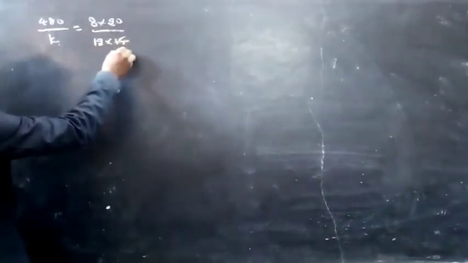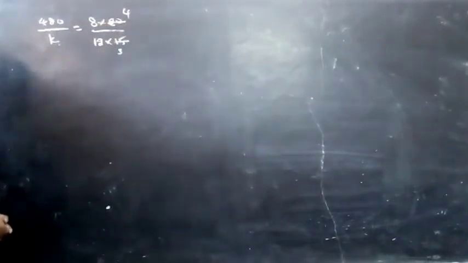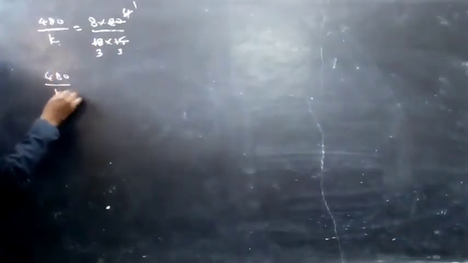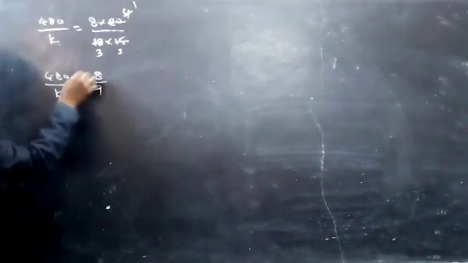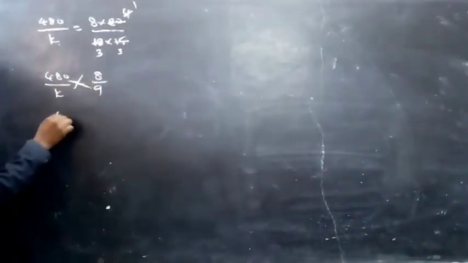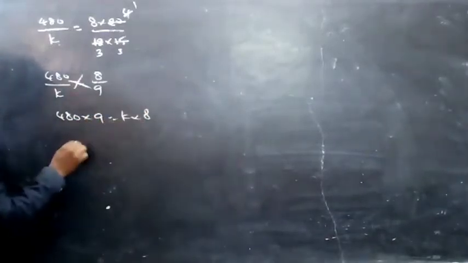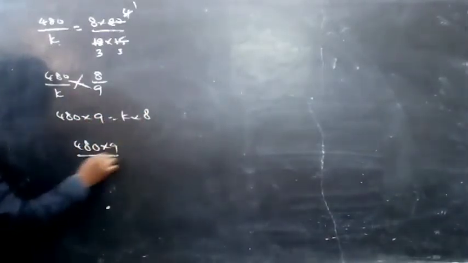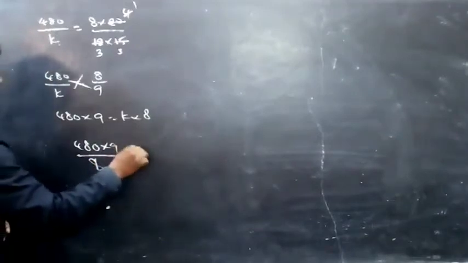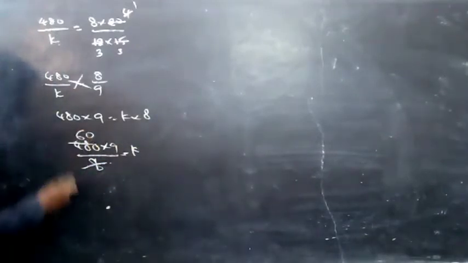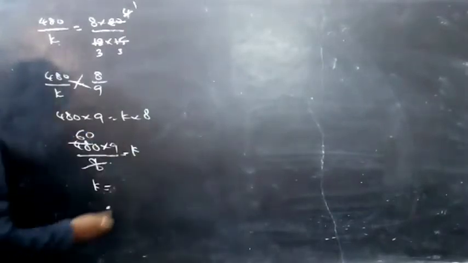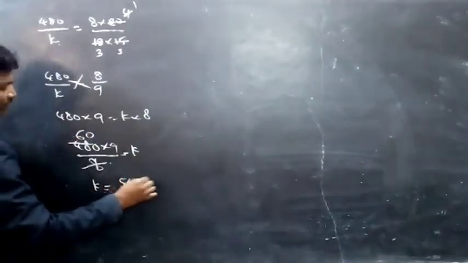Now cancellation here. 5 3s are 15, 5 4s are 20, 4 1s are 4, 4 3s are 12. So 480 by K is equal to 8 by 9. Doing cross multiplication, 480 into 9 is equal to K into 8. Then 480 into 9 by 8 is equal to K. 8 6s are 48, 0. So K is equal to 9 6s are 54, 540 rupees.